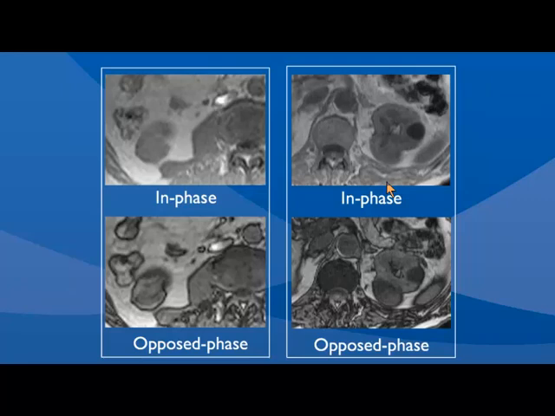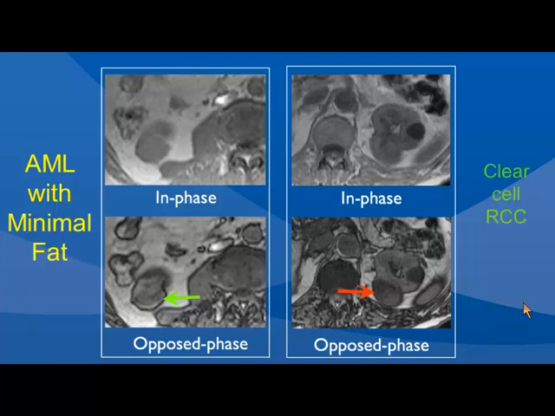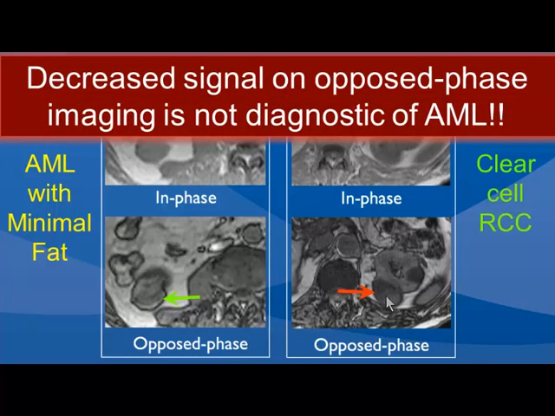Here you have a couple of examples. On the in-phase imaging in this patient, you can see drop-off signal on the opposed phase. This other patient, also drop-off signal on the opposed phase. However, this was an AML. This was a clear cell carcinoma. Again, you cannot distinguish based only on the signal drop on the opposed phase images.